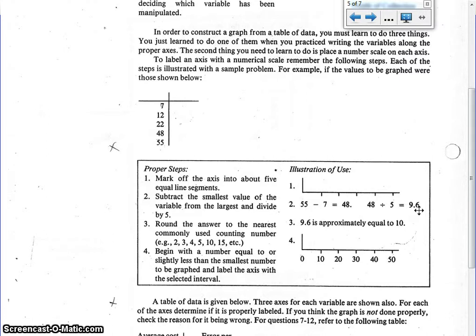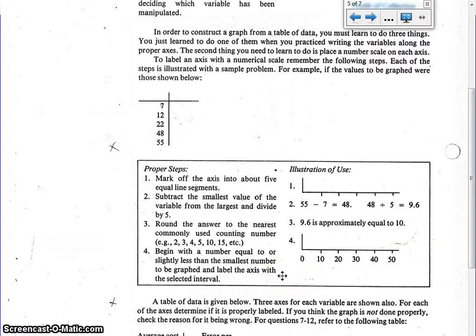So what you need to do is go ahead and round to the nearest commonly used counting number. So for example, 2, 3, 4, 5, 10, 15. Go ahead and do that. So 9.6, you'd round approximately to 10. And so then, step 4 is you begin with a number equal to or slightly less than the smallest number to be graphed and label the axis with the selected interval. So we take a look at here. 7 is our lowest to be graphed. So what we did is we put 0 right here, and we went ahead and went 10, 20, 30, 40, and 50. See, if we had to graph 55, we'd just go over this side and put it on there.